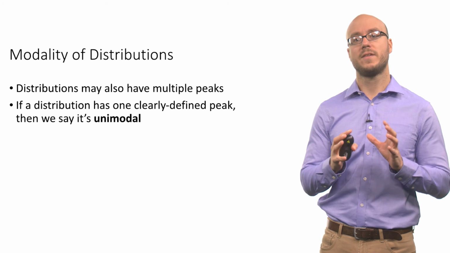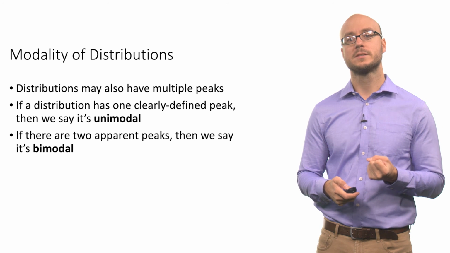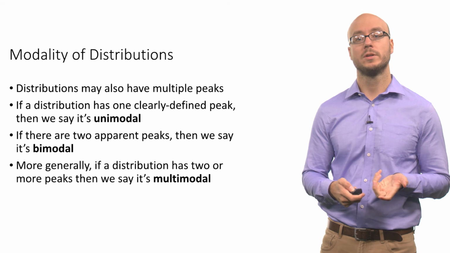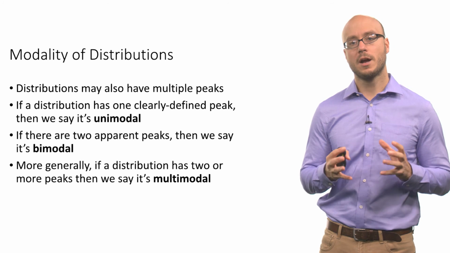If there's one clearly defined peak, we say it's unimodal. If there are two peaks, then we say it's bimodal. And if there are three peaks, we like to say it's multimodal. Now, whether a distribution is bimodal, unimodal, or multimodal is not the same as talking about what a numerical summary of a mode means. Meaning, a distribution might have two peaks, yet it might have one numerical mode.